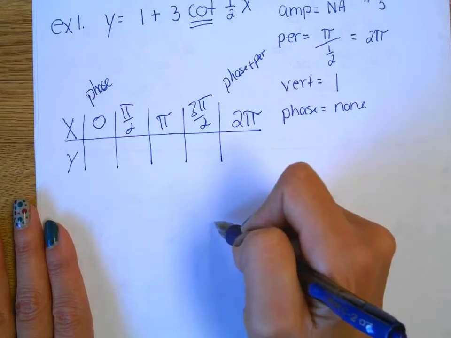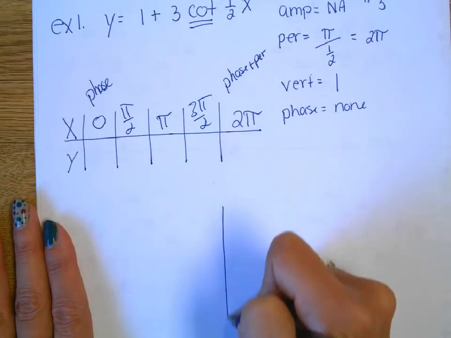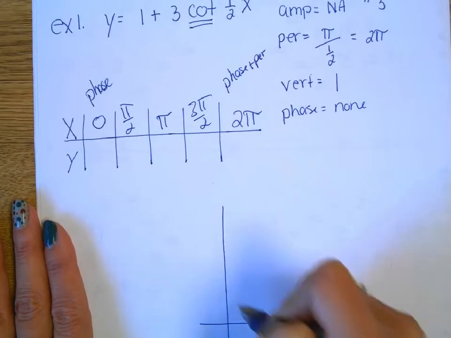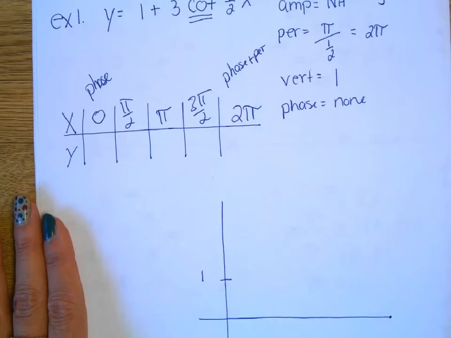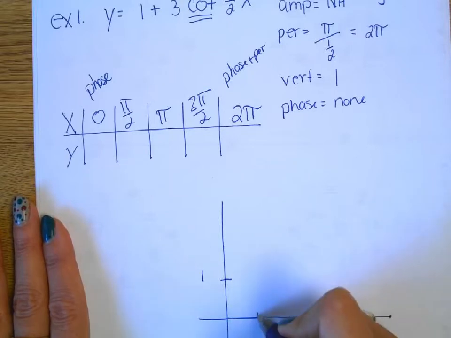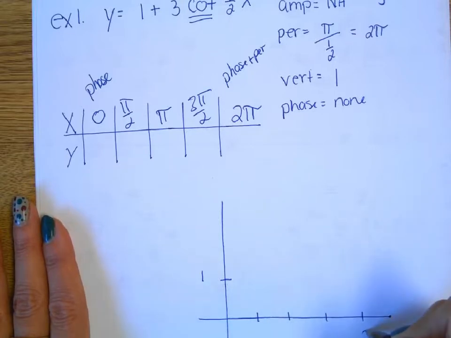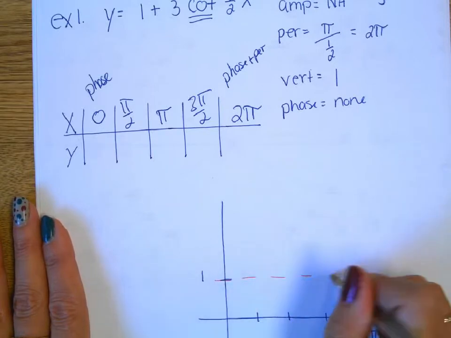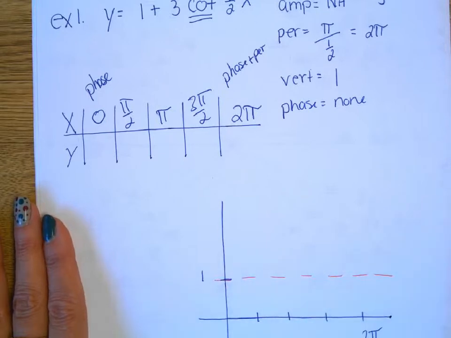Okay. If I want to start my graph, I have a vertical shift of 1. So a vertical shift of 1, so that's a new horizontal axis.